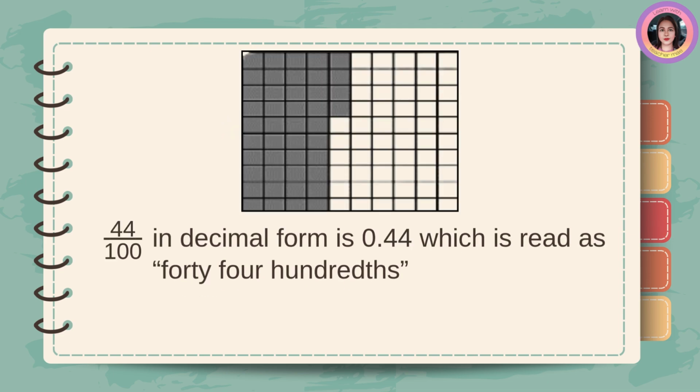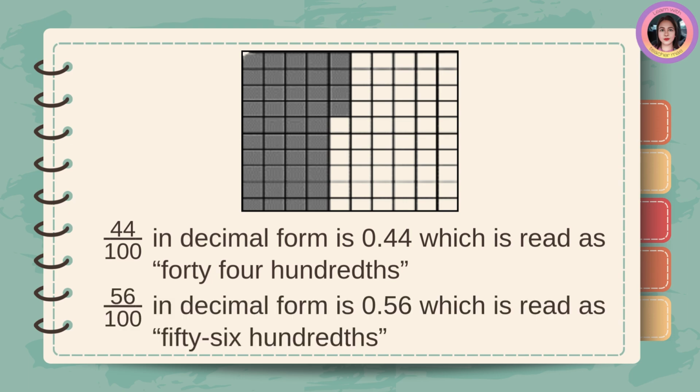44 hundredths in decimal form is 0.44, which is read as 44 hundredths. 56 hundredths in decimal form is 0.56, which is read as 56 hundredths.